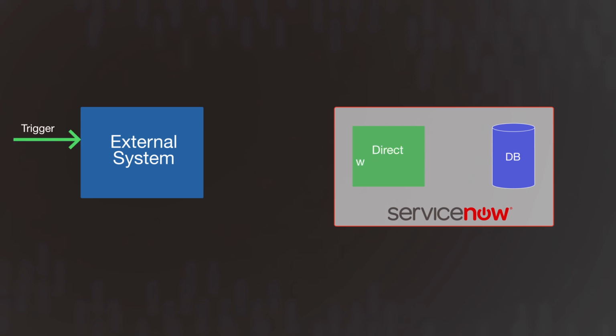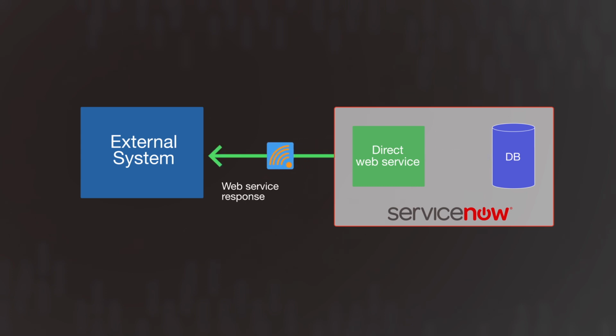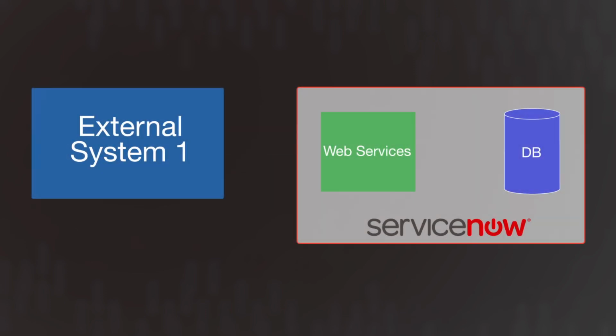Something triggers the external system to send a request for direct web services on the ServiceNow instance. The direct web service call could perform any of these operations on a record in the instance: read, create, update, or delete. In this case, a record is added to a monitoring table, and the instance responds that the operation is complete.